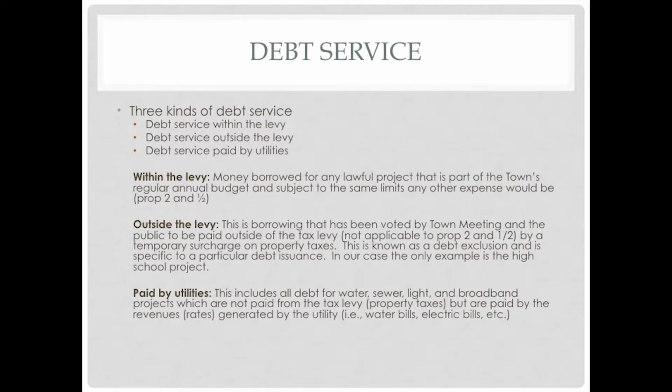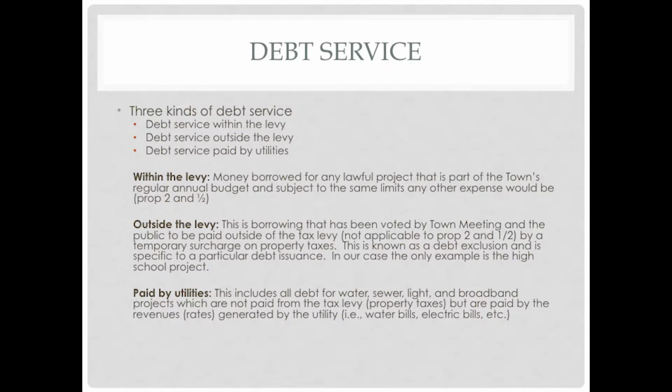So if it's within the levy, it's just a number in our budget. So let's say we're borrowing $1 million to fix a water tank. A bad example of the water tank. We're borrowing $1 million to fix town hall. We borrow the money. It's $10,000 a year for however many years. That just goes right into the budget. It increases the expenses in the budget, and we've got to make sure our revenues match.